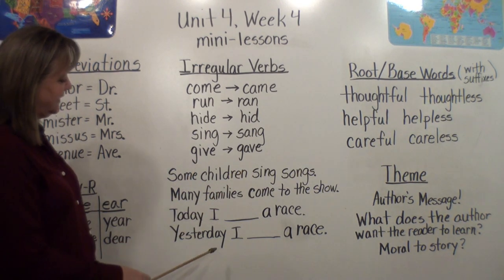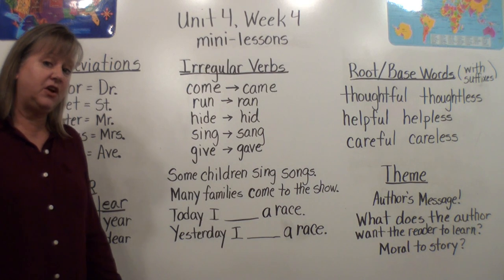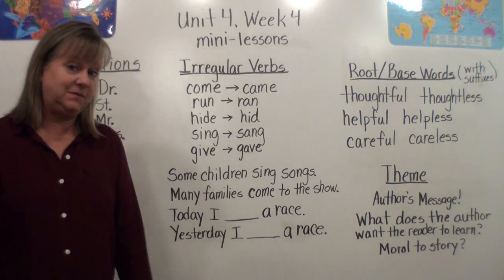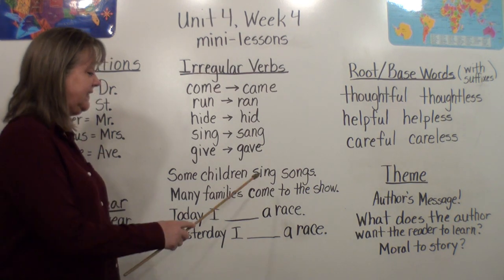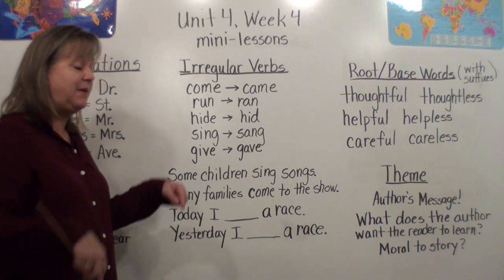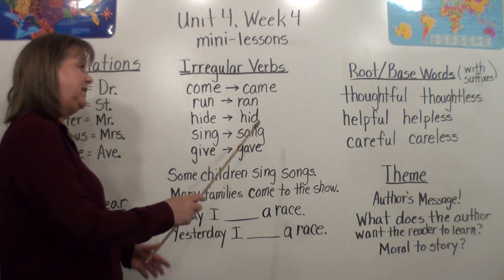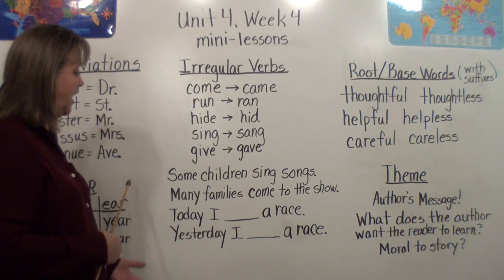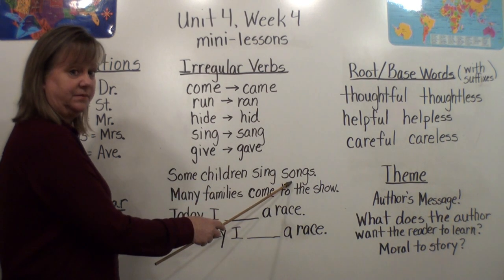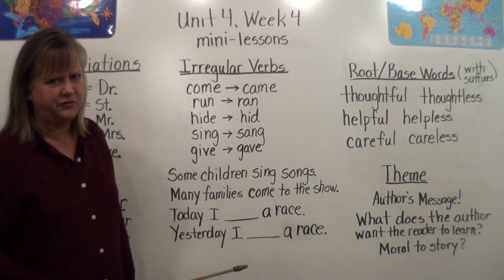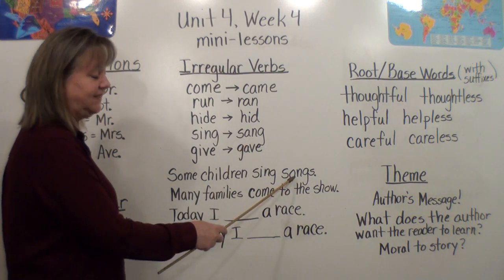So I have some sentences down here. Some children sing songs. Do you know what the verb is or the action word in that sentence is? Can you tell me? It's sing. That's the action. And that's happening now, okay? If I wanted to change that to past tense, like it happened yesterday or a year ago, I would say some children sang songs. We don't say singed. That would sound goofy. Some children singed songs. No, it would be some children sang songs.